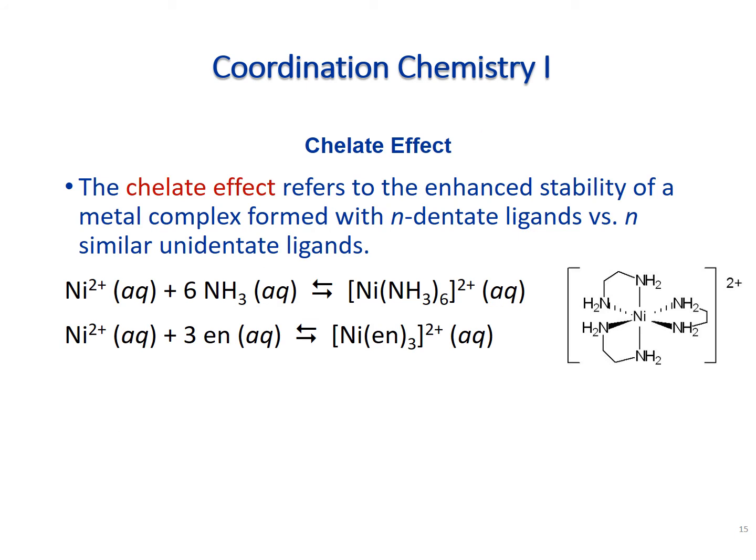So we have something called the chelate effect or chelation effect. You can actually have some enhanced stability of a metal complex that's formed with a certain number of dentate ligands versus the unidentate ligands. So if you have bidentate ligands, it's essentially saying that the bidentate ligands are going to coordinate more strongly than the similar unidentate ligands. So if you take a look at this nickel complex, nickel can form a coordination or a complex ion with ammonia there.